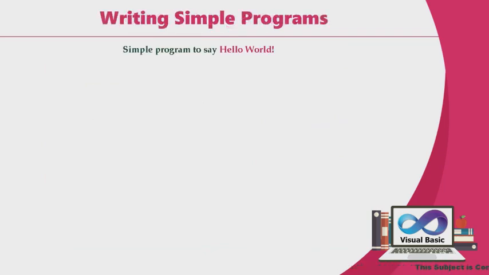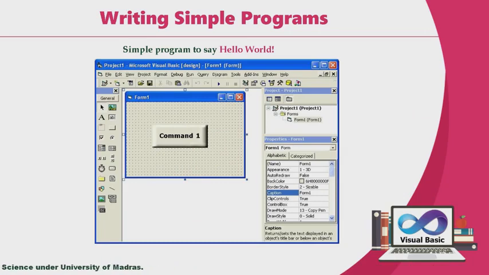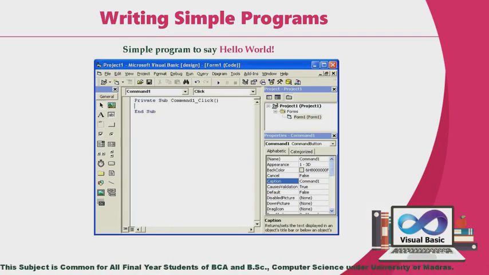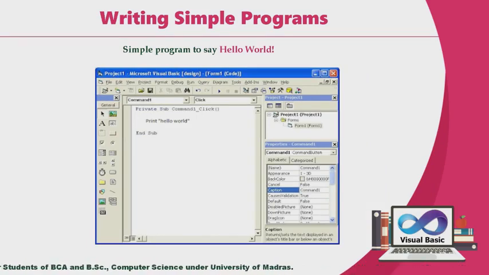Next, writing simple programs in Visual Basic. Let's make a simple program to say Hello World. Add a command button in the form. Double click on the command button to write the click event code. This will bring up the code editor and will automatically write the beginning code to handle the click event. Write the code here in the code window as Print Hello World.